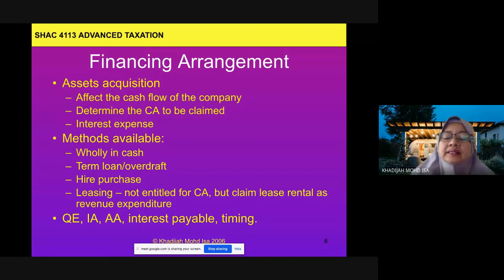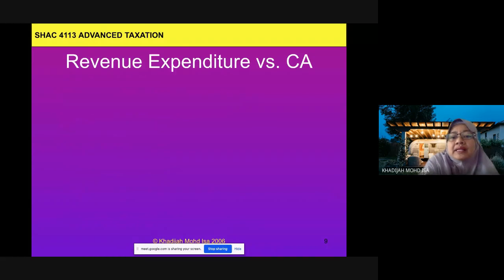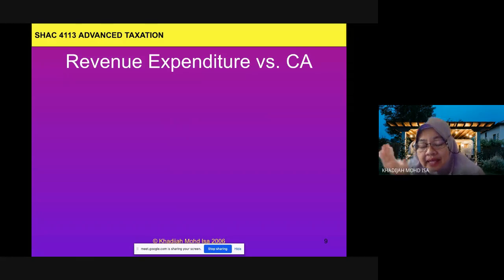Right? Okay. The next one with regard to tax planning is on revenue expenditure against capital allowance. Remember that even in the previous example, do you want to acquire the asset, which means you're going to claim capital allowance, or do you want to acquire the asset in the form of leasing? In that case, you cannot claim capital allowance, but the lease rental is given as a revenue expenditure.